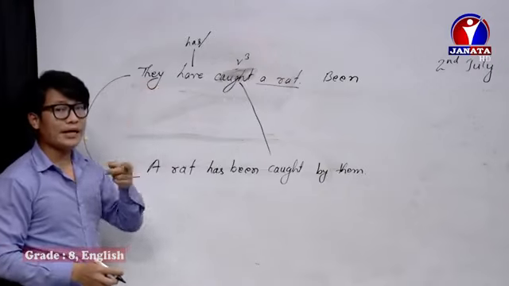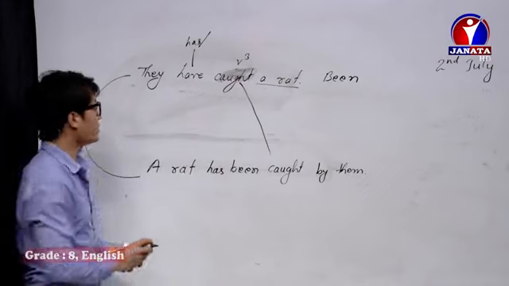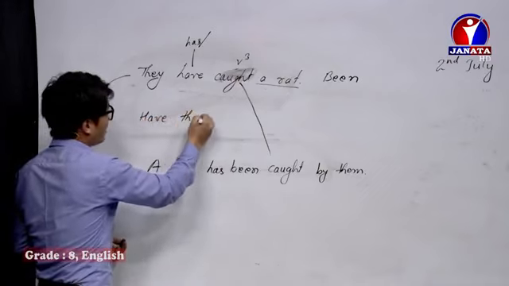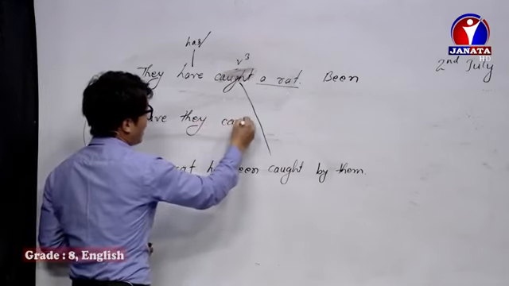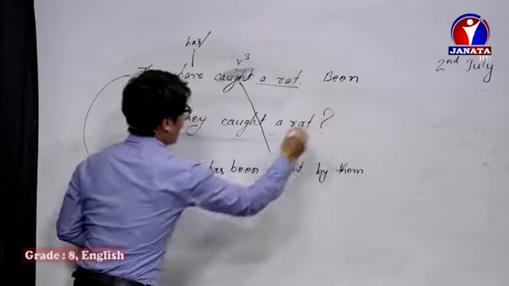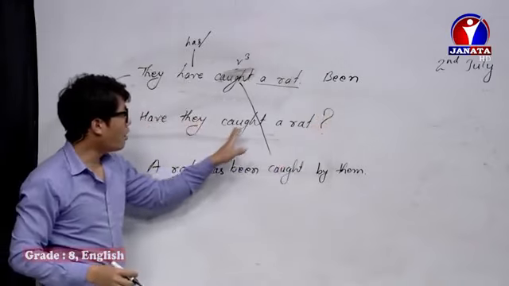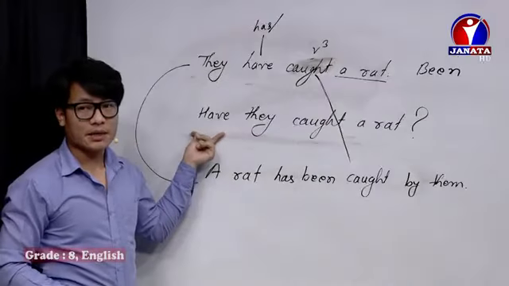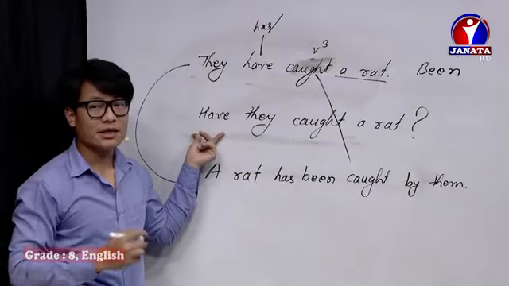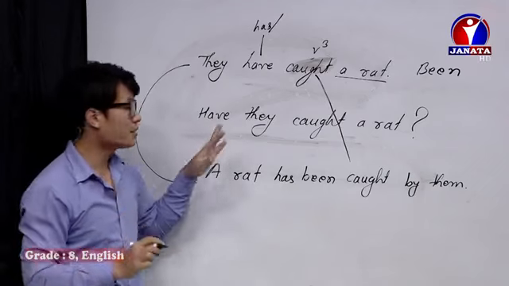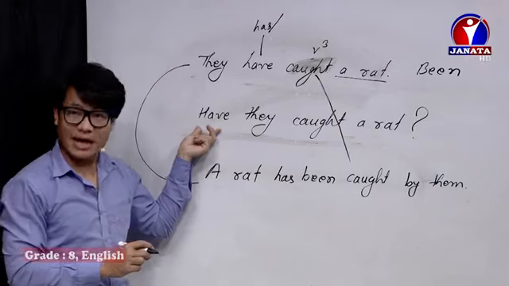Now how to make it interrogative? Ask no questions. Have they caught a rat? Question mark. Have they caught a rat? This is an ask-no question, because the answer starts with yes. They have caught a rat. No, they haven't caught a rat. So this is called an ask-no question, and it starts with the auxiliary verb.